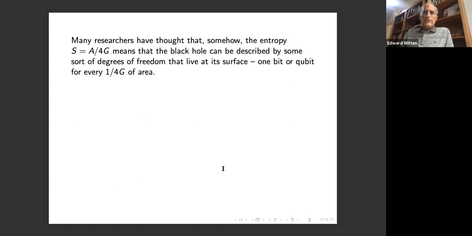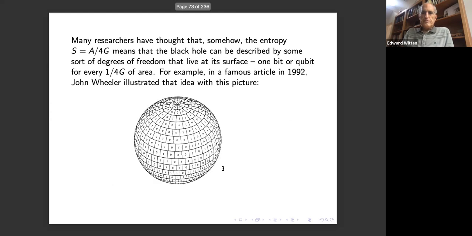Now, ever since Bekenstein, many researchers have thought that somehow the entropy A/4G means the black hole can be described by some sort of degrees of freedom that live at its surface, with one bit or qubit for every 1/4G of area. For instance, in a famous article in 1992, John Wheeler illustrated that idea with this picture, where he imagined one bit for every Planck unit of area on the black hole horizon. The article was published in 1992, but I suspect Wheeler had been drawing such pictures for 20 years.